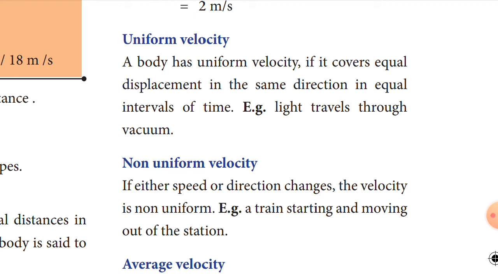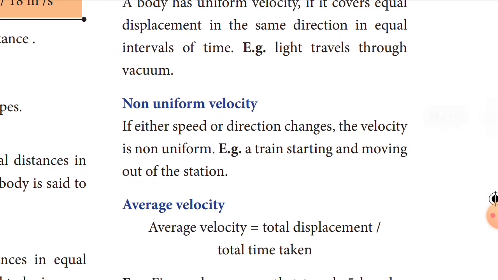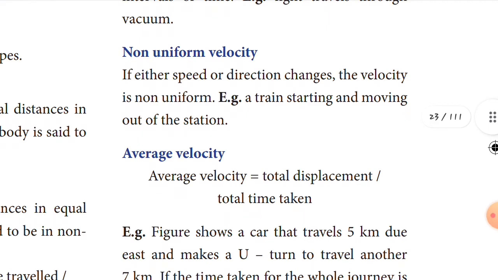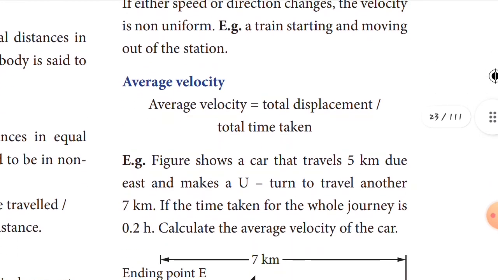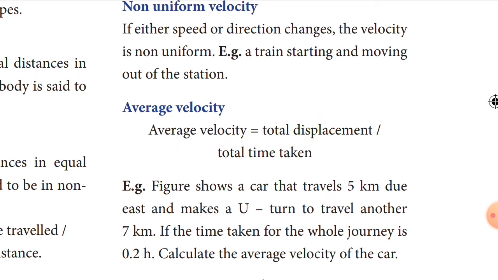That's very important, children. An example of uniform velocity: light travels through vacuum. This is a very good example of uniform velocity, children. Next, non-uniform velocity. Non-uniform means either speed or direction changes, so the velocity is called non-uniform. For example, you are riding a bike, turn to the right side, turn to the left side. That is a good example of non-uniform velocity. Another example: a train starting and moving out of the station.